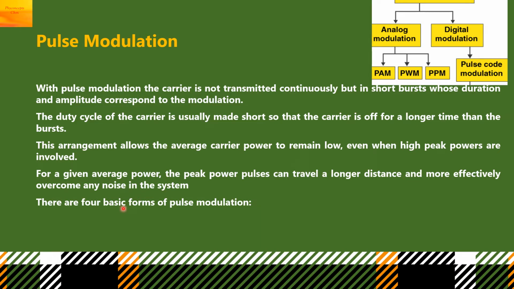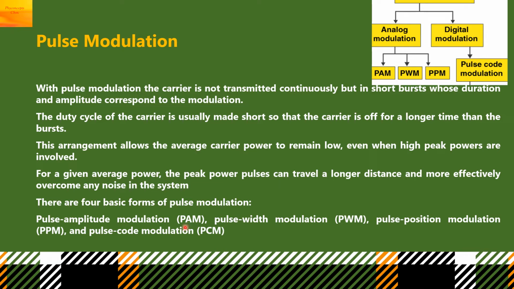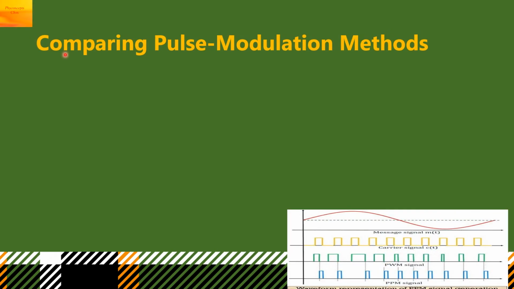There are four basic forms of pulse modulation. First is PAM, second is PWM, third is PPM and fourth is PCM. Comparing the pulse modulation methods.